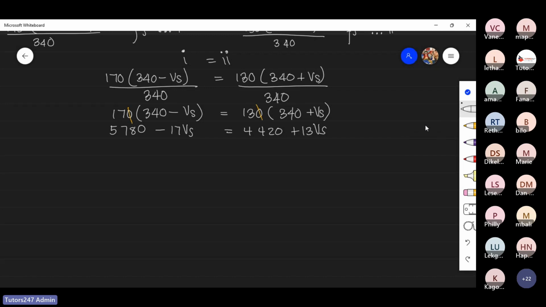So we now have two sets of constants and we have two sets of variables with their coefficients associated. Now, all we're going to do is, just as our normal equations, we move all the variables and their coefficients to the left, and we keep all of the constants to the right. So that is going to be negative 17 VS minus 13 VS. Keep in mind, when you move, you are changing the sign. So that positive 13, when I move it to the left, it becomes negative 13.